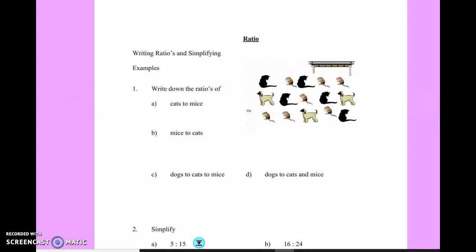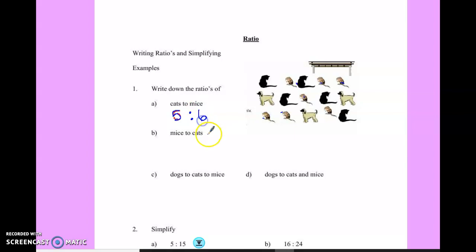Pen working? 5 cats. I don't want red pen. Can't get... There we go. 5. And we do 2 dots. And there's 1, 2, 3, 4, 5, 6 mice.